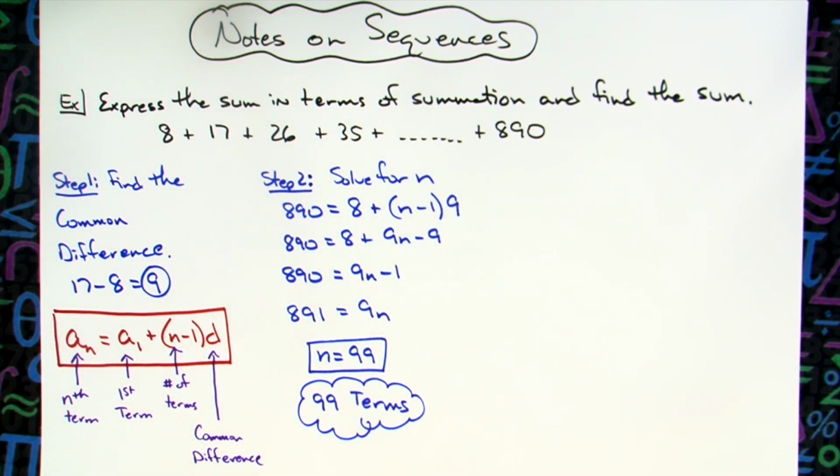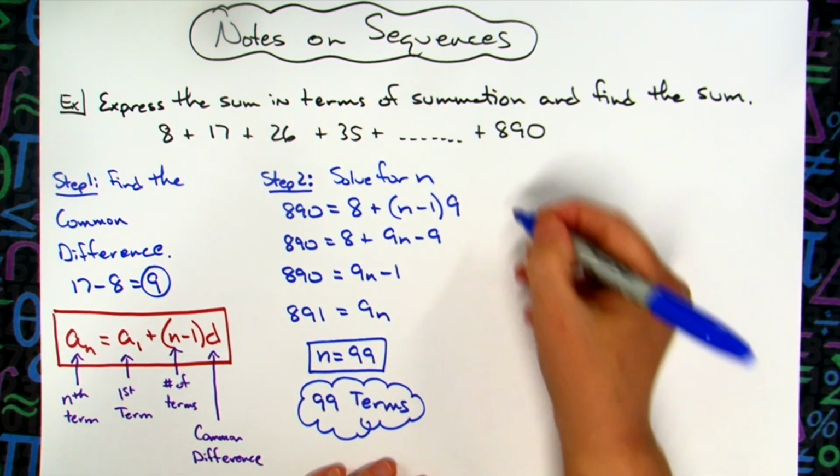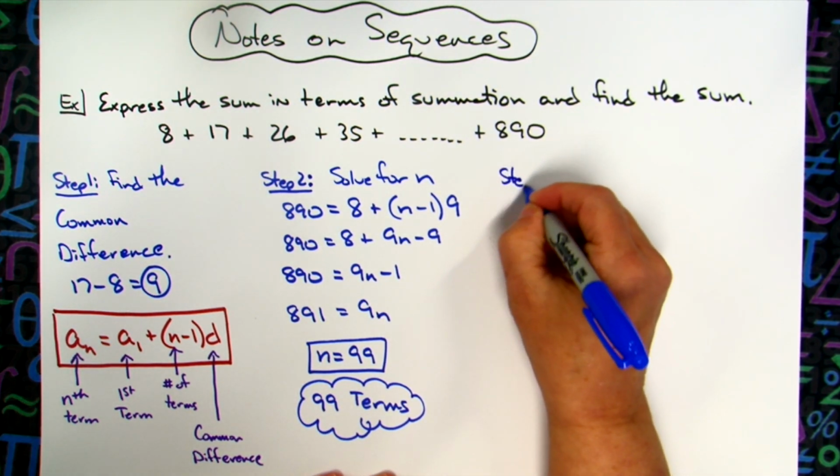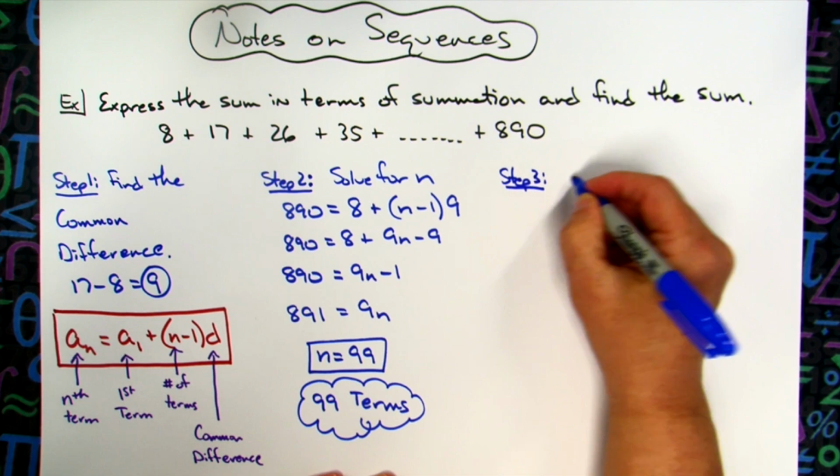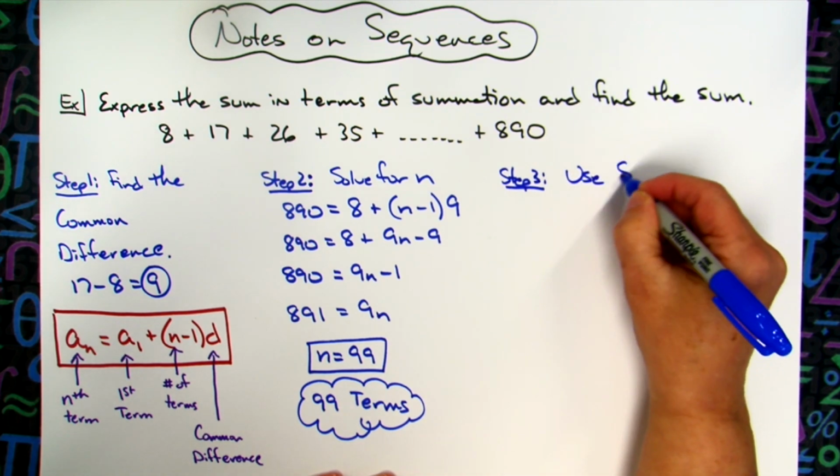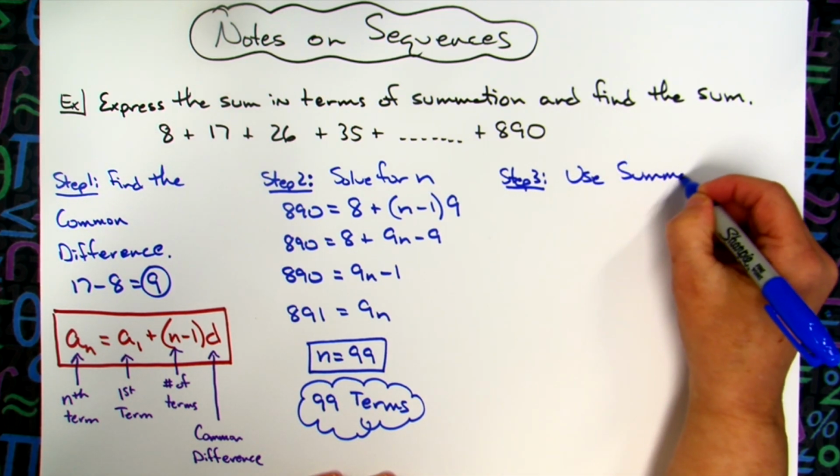That's why I'm saying we don't want to have to add 99 numbers up to get the sum. We want to be able to do it in a much easier way. Now step 3 is going to be to use the summation formula. There's another formula, a summation formula. So step 3, use summation formula. I have to give you another formula.